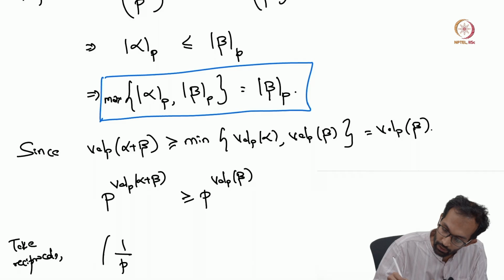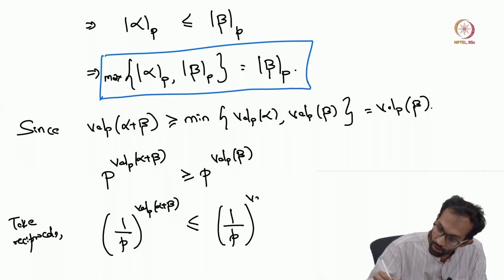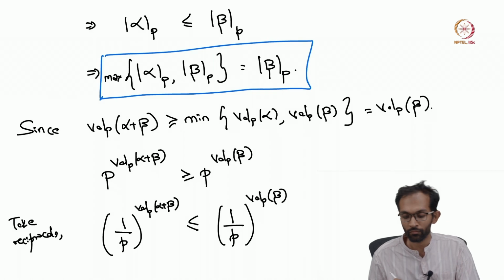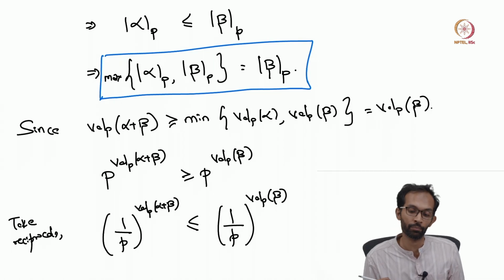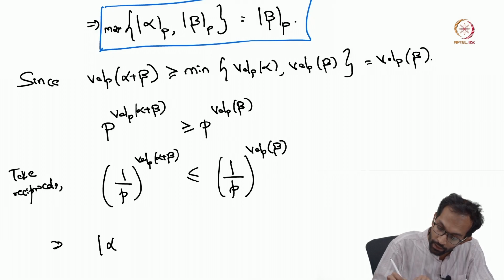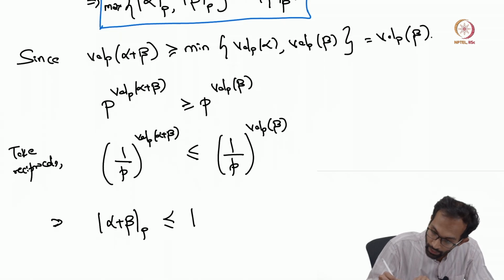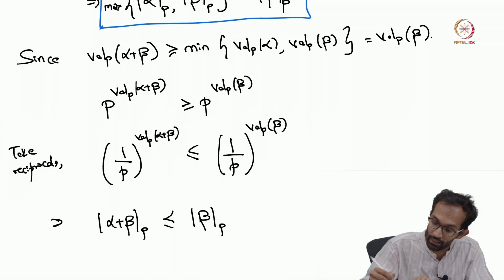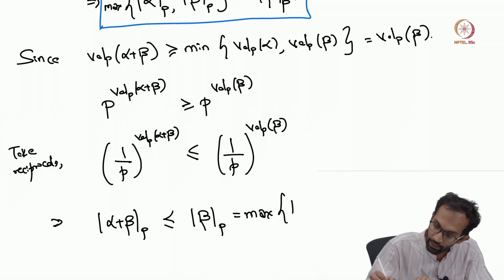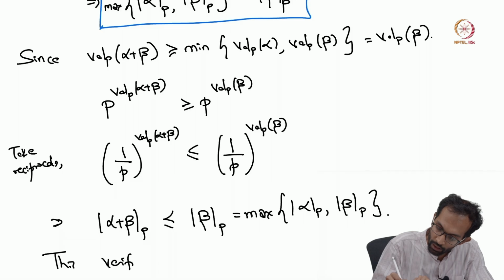you get that 1 over p raised to the p-adic valuation of alpha plus beta. The inequality sign flips since you're taking reciprocals. You're using the fact that p is larger than 1 and 1 over p is strictly less than 1. And so this means that the p-adic absolute value of alpha plus beta is less than or equal to the p-adic absolute value of beta, which was the maximum of the p-adic absolute values of alpha and beta. And so this verifies property 3.